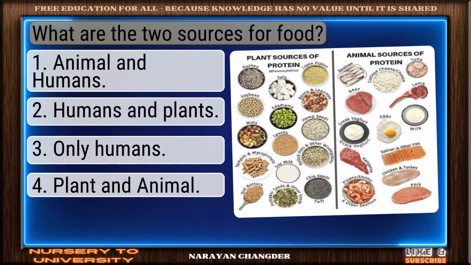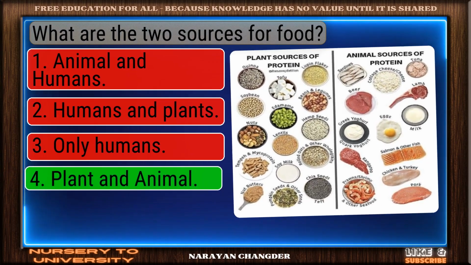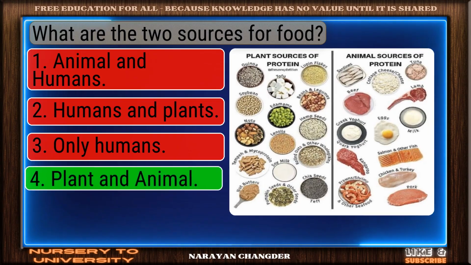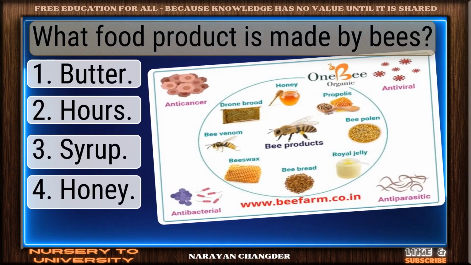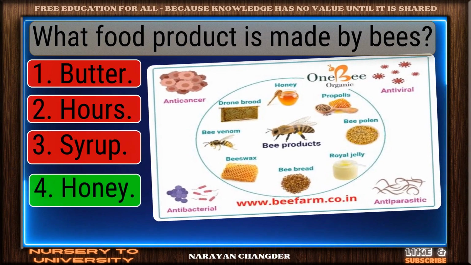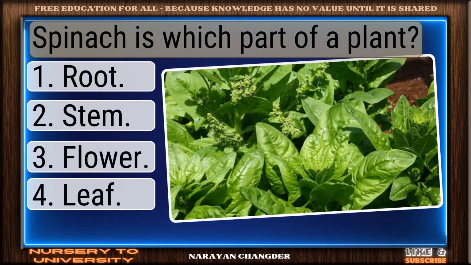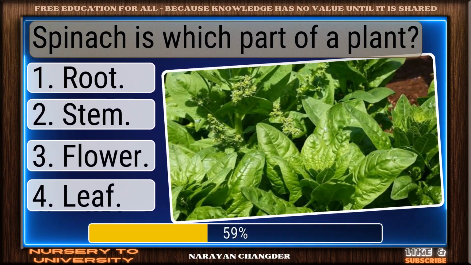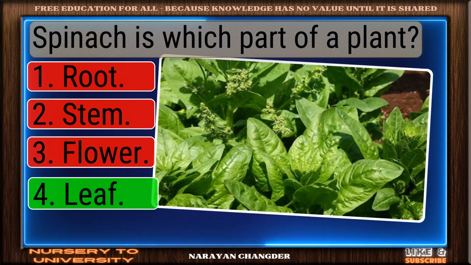What are the two sources for food? You're right. Plant and animal is the correct answer. What food product is made by bees? Valid point. Honey is true. Spinach is which part of a plant? Nice work. You chose leaf and it is correct.